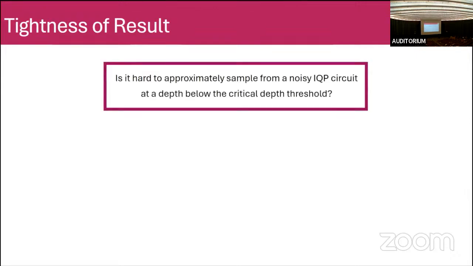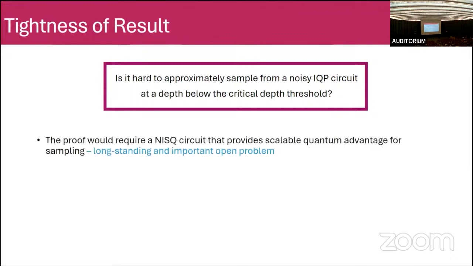So now you might wonder, is this result tight? Can you do better than this? And in order to show that this is a tight algorithm, you have to show that there's hardness below this depth threshold. So I've said that above this depth, they're classically simulatable. And the next question is, below this depth, is it hard to classically sample? So is it hard to approximately sample from a noisy IQP circuit at a depth below this threshold? And this is actually a very big problem, because if you could do this, you would actually show a NISQ circuit that provides scalable quantum advantage for sampling. So this is a big open problem. And that would be what was necessary to show tightness.